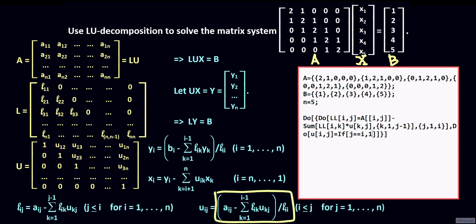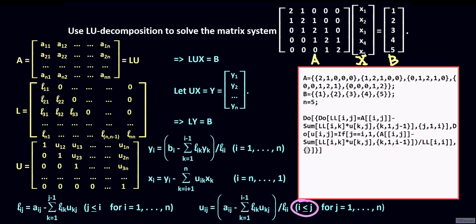If j is not equal to i, U sub ij equals the quantity a sub ij minus the sum of double L sub ik times U sub kj. For the summation, k goes from 1 to i minus 1. We divide this entire quantity by double L sub ii. Since j is at least as big as i, j goes from i to n. For the main do loop, i goes from 1 to n.